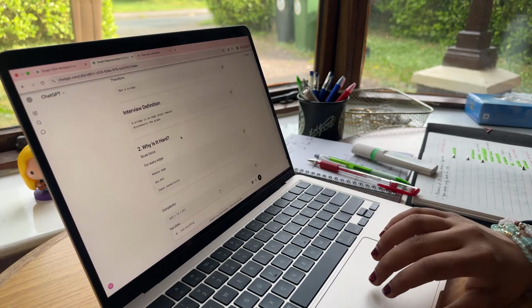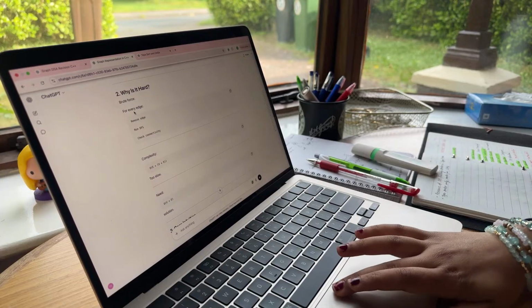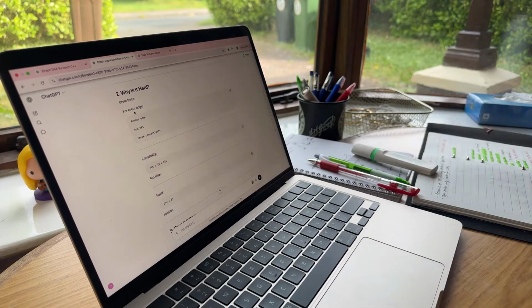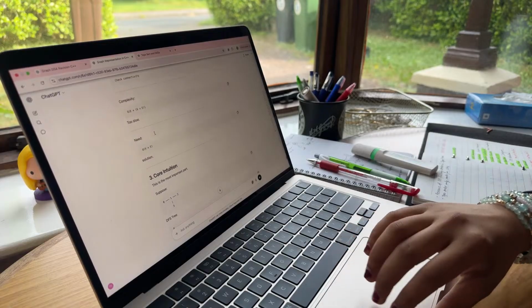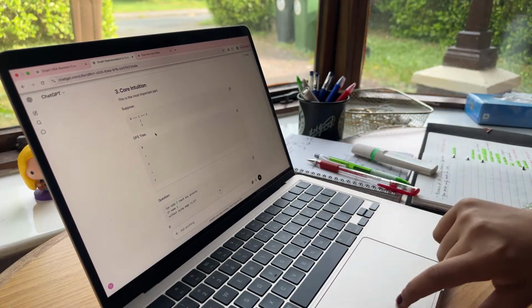So a bridge is an edge whose removal increases the number of components. Why is it hard? Because for every edge you remove the edge, run DFS, check connectivity, so the complexity is obviously going to be large. This is the brute force.